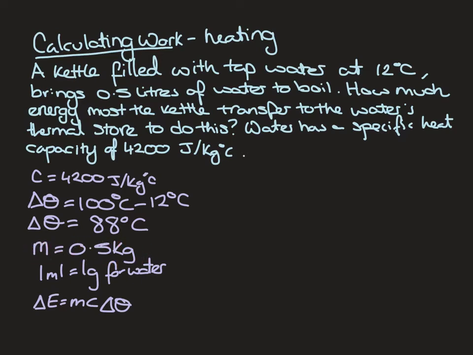I won't go into a huge amount of detail here on how this is done. There are other videos that will explain this in terms of the density of water. But essentially, something that's always useful to remember is that 1 milliliter of water has a mass of 1 gram, but that's only for water because of its density. So if we've got 0.5 litres of water, we have got 0.5 kilos of water. And then this is our equation here that we're going to use, our specific heat capacity equation. The change in energy, delta E, is equal to the mass times the specific heat capacity times the change in temperature. Let's put some of those numbers in.